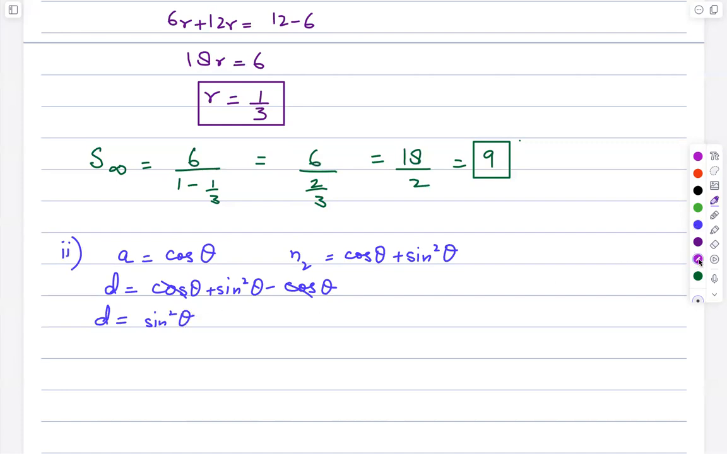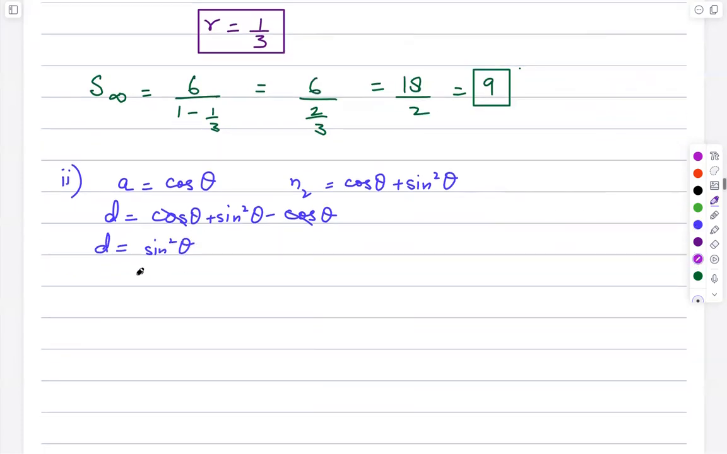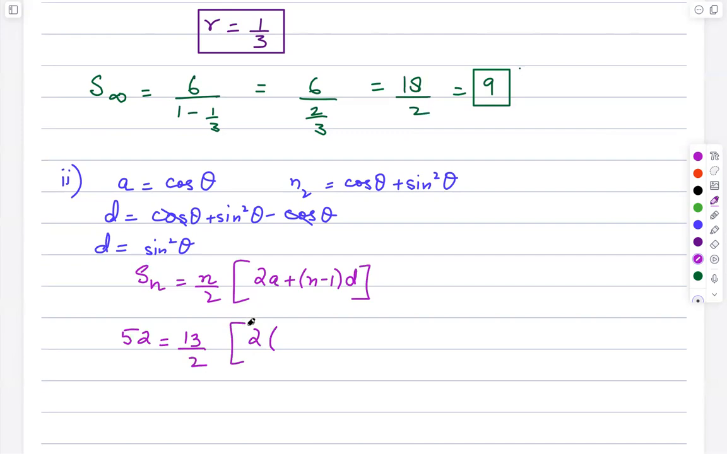Now we know that the sum of the first 13 terms is 52. For an arithmetic progression, the sum is given by n upon 2 into 2a plus n minus 1 into d. Now the sum is 52 for the first 13 terms. So in place of n, we can write 13, then 2 multiplied by a, which is cos theta. As we are talking about 13 terms, this will become 13 minus 1, 12. And the common difference is sine squared theta.